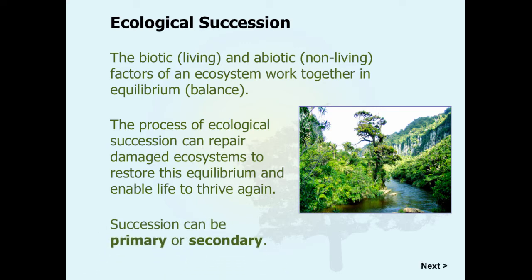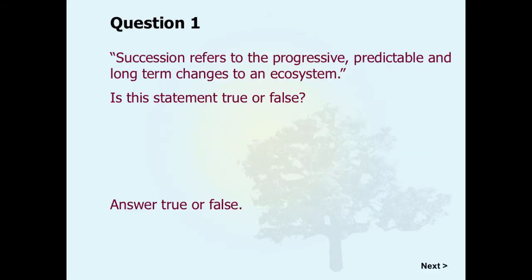Succession can be either one or two. It can either be primary succession or secondary succession. So we are going to learn the difference between the two and the steps that an ecosystem will take. So real quick, a question. Again, answer this in the left-hand side of your column. Succession refers to the progressive, predictable long-term changes in an ecosystem. True or false? True.